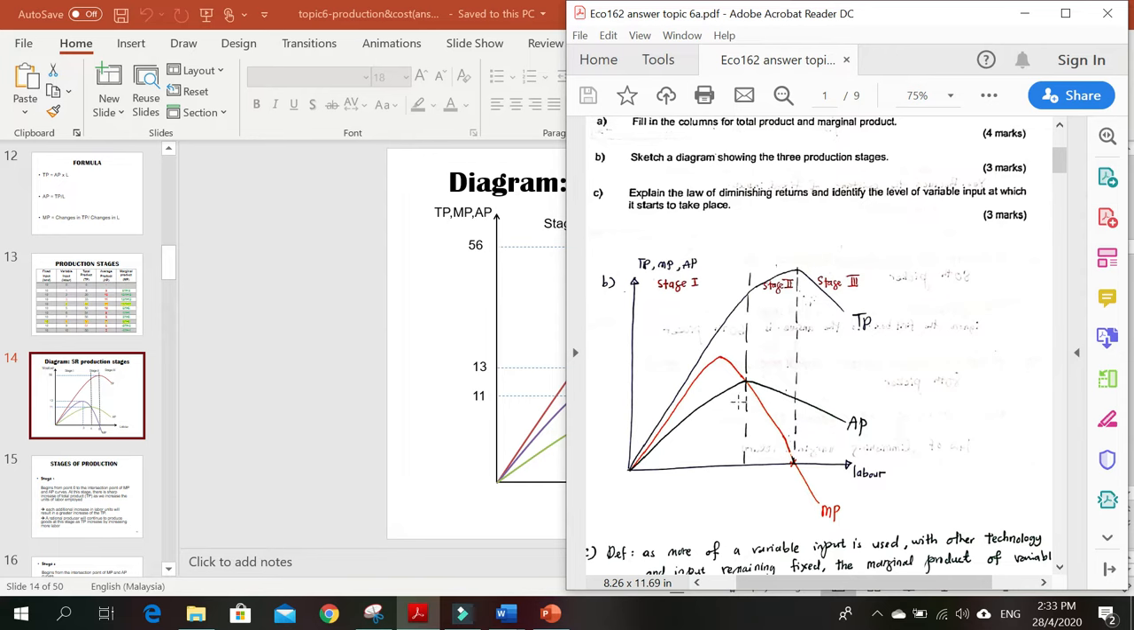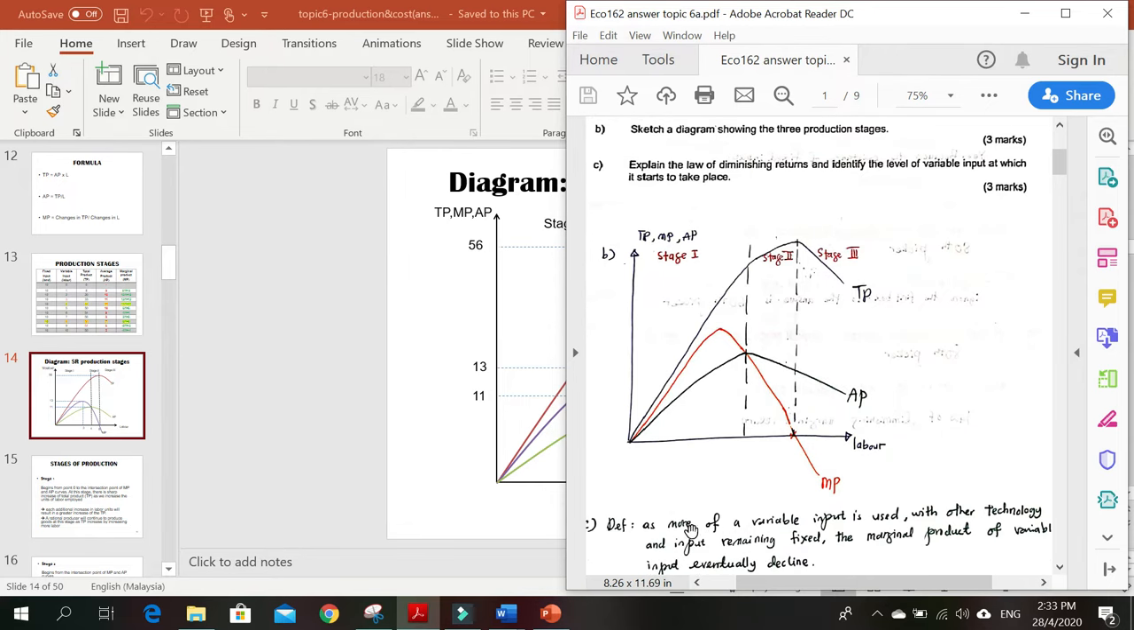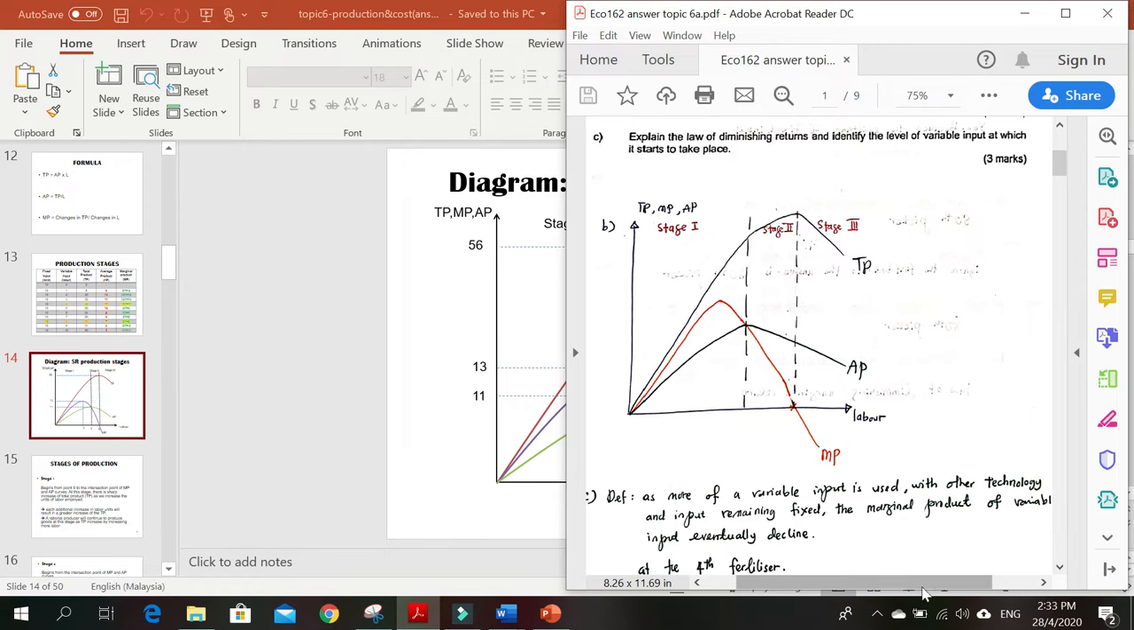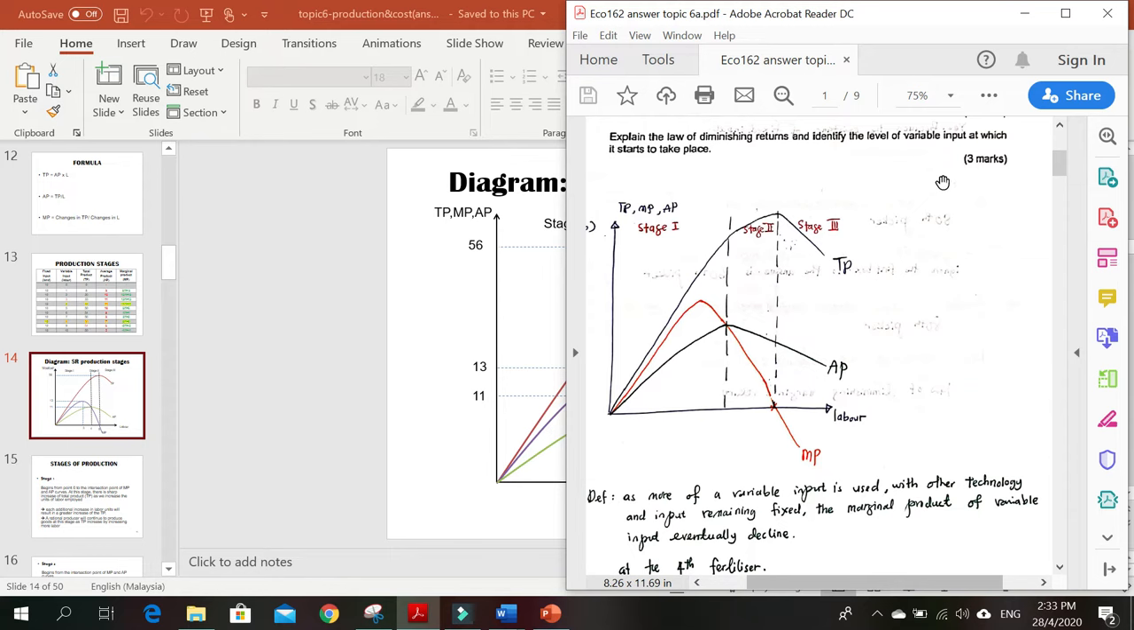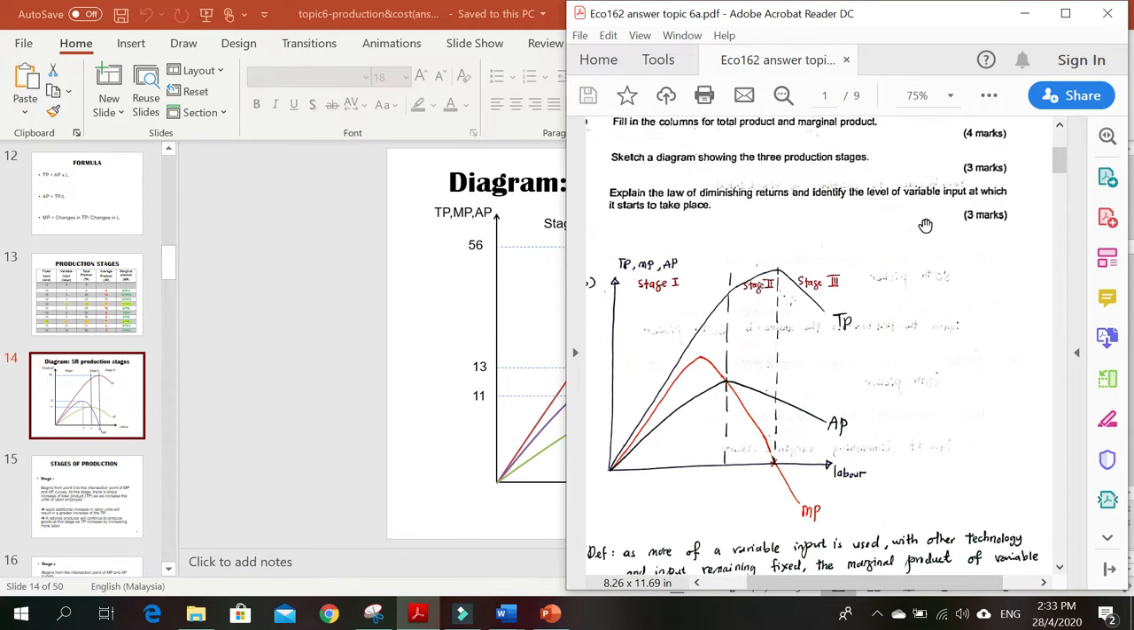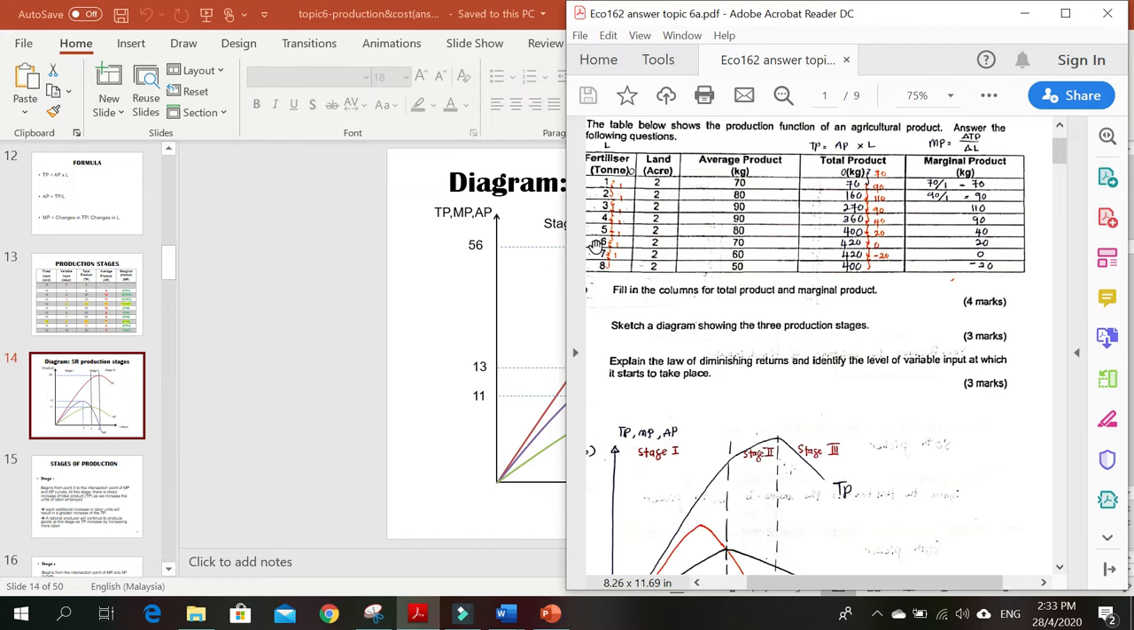Okay, lepas tu dia kata, explain the law of diminishing return. Bila dia kata explain, meaning that dia nak definition. So, as more of variable input is used with other variable input tu, fertilizer lah dalam case ni labor. Okay, fertilizer. With other technology and input remaining fixed, the marginal product of variable input will eventually decline. Lepas tu dia kata, identify the level of variable input. Variable input tadi, fertilizer lah. In which it start to take place.